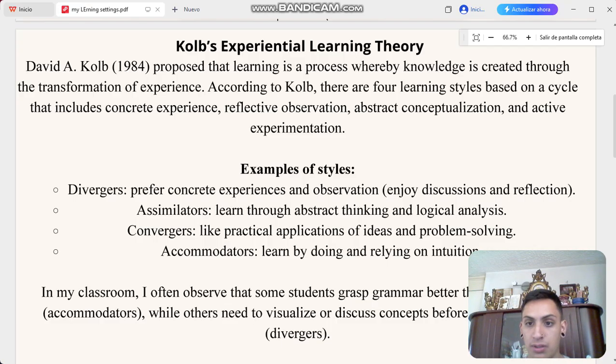to find a solution. The convergers, they like practical application of ideas and problem solving. In this case, of course, using different methods like application, problem solving, the ideas, and finally the accommodators, that the student learns by doing and relying on intuition.